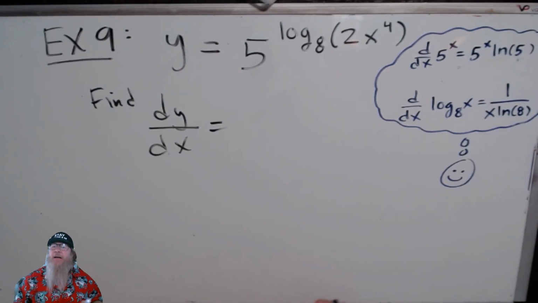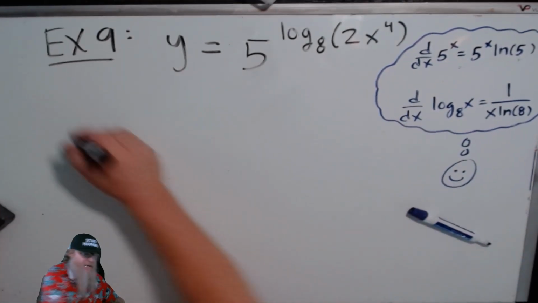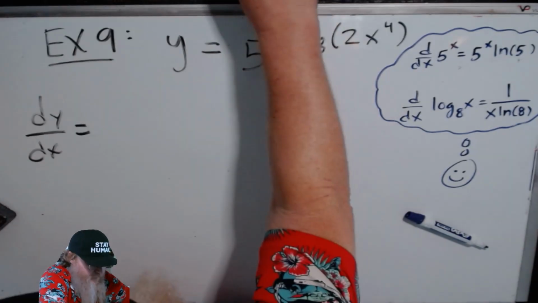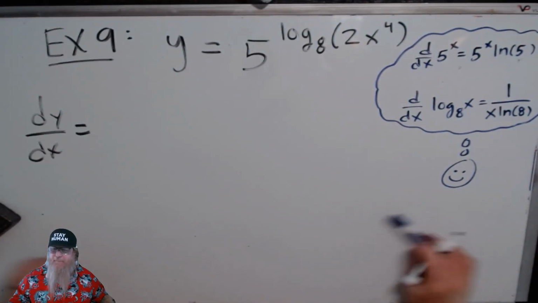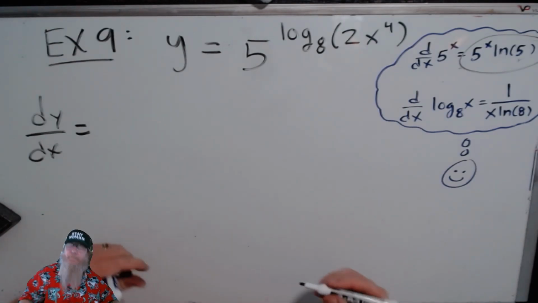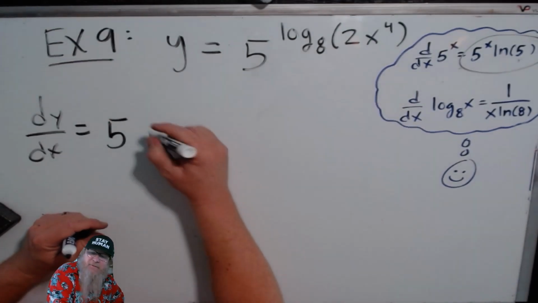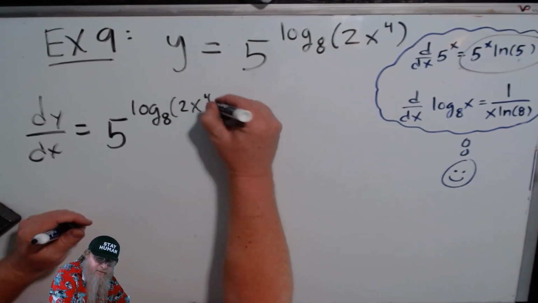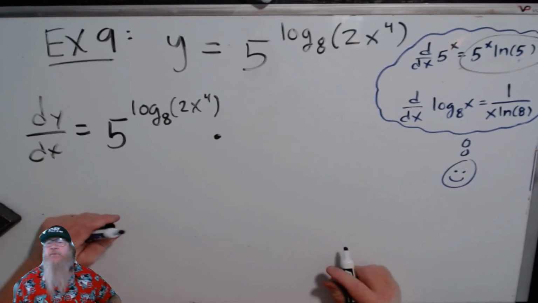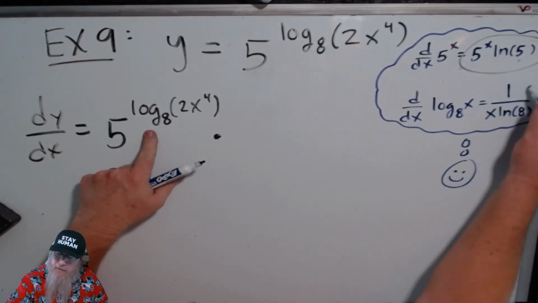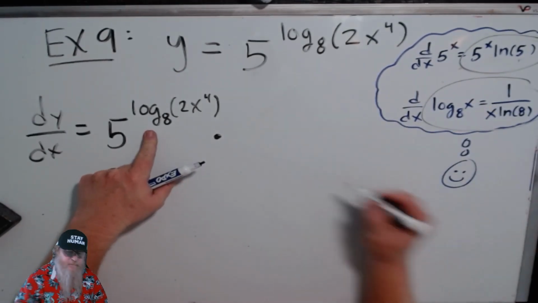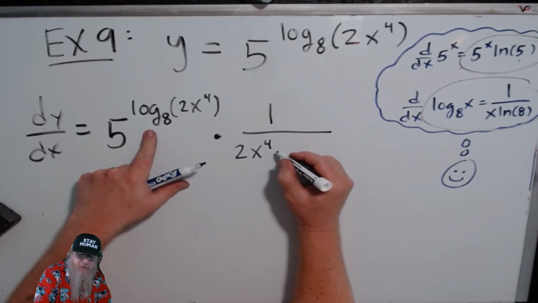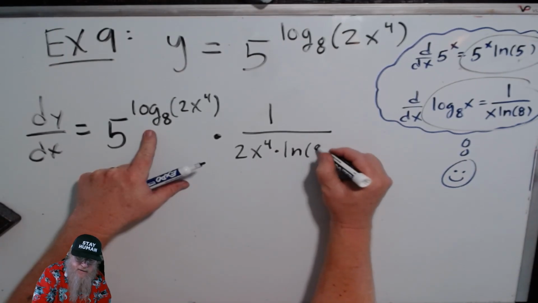All right, so now we're ready to go. Ready? I'm going to need more space. dy dx. All right, so first we follow this rule. That's going to be 5 to the log 8 of 2x to the 4th times. Now we follow this rule. 1 over 2x to the 4th times ln of 8.